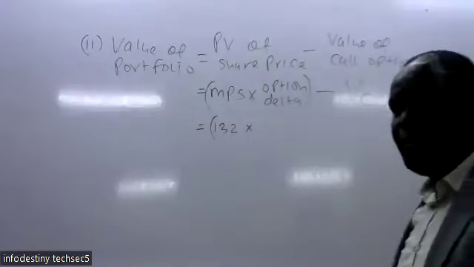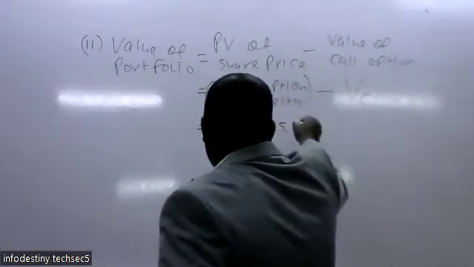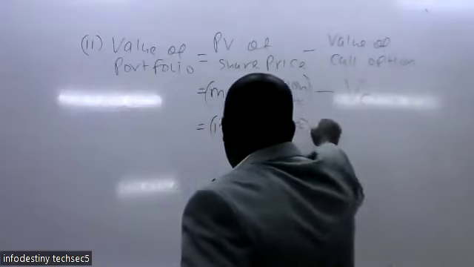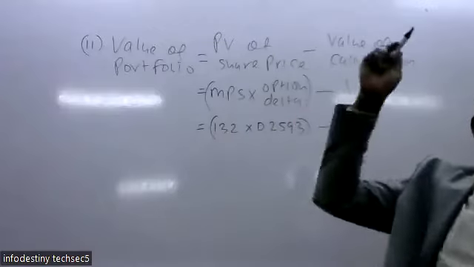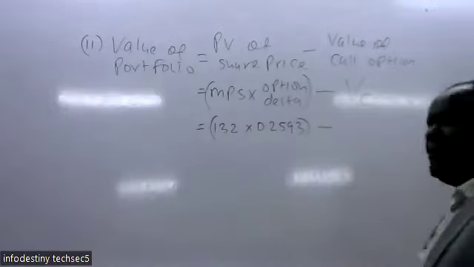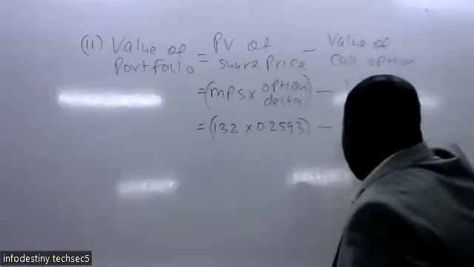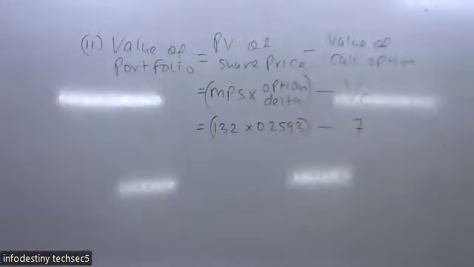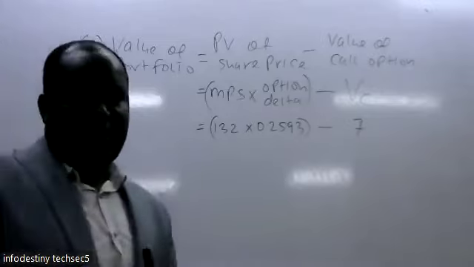Then you remember the option delta, you got 0.2593. Then this value for the call option is also there in step 1, when the price was 132. What was the value for the call option? Yeah, all these details come from step 1. So you ignore the negative. Now you deal with the positive price. So we get the value for that.